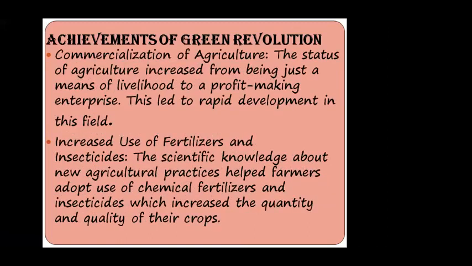Commercialization of agriculture. The status of agriculture increased from being just a means of livelihood to a profit-making enterprise in India. This led to rapid development in this field. Increased use of fertilizers and insecticides. The scientific knowledge about new agricultural practices helped farmers adopt use of chemical fertilizers and insecticides, which increased the quantity and the quality of their crops.